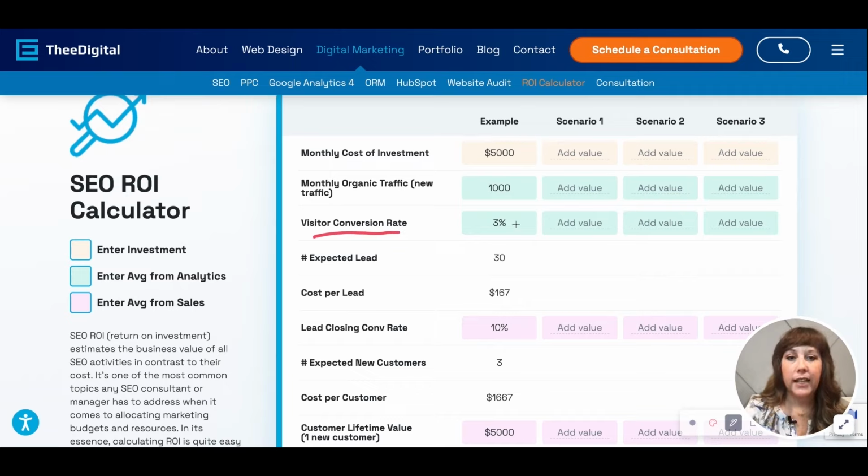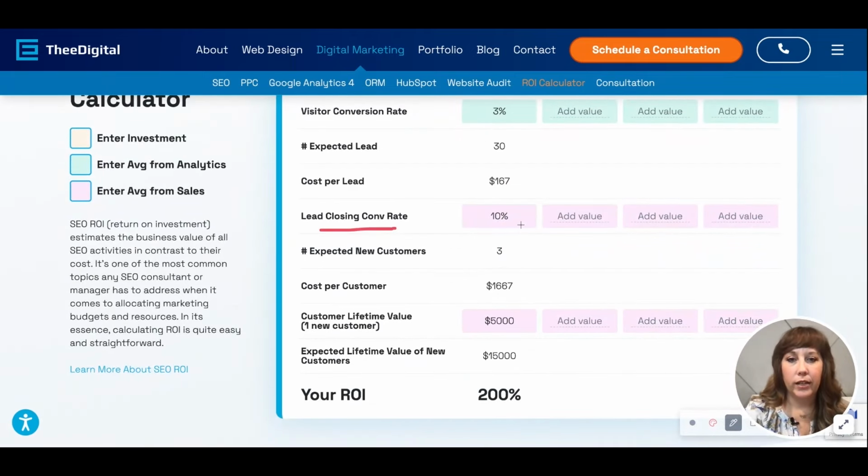Visitor conversion rate is the number of users that come to your site and convert. So what's a conversion? It's an event such as filling out a form submission, placing a phone call if you have call tracking in place, or maybe scheduling an appointment. It's any event that you mark as a conversion in Google Analytics. Expected leads is a calculation of the number of users times the percent that converted. Cost per lead is also a calculation. It is your investment divided by the number of leads.